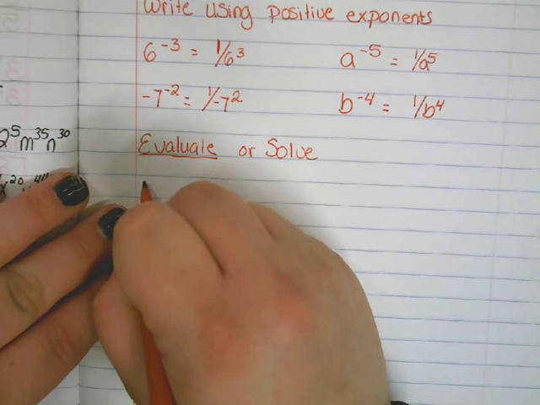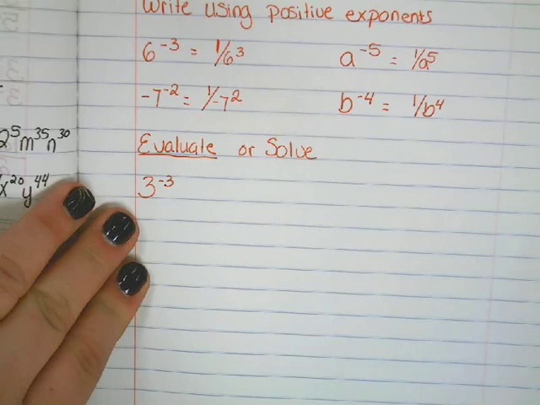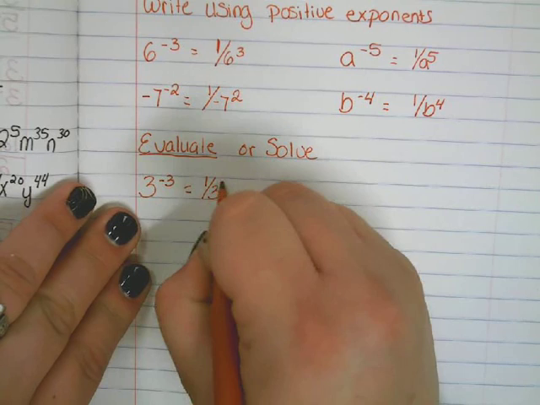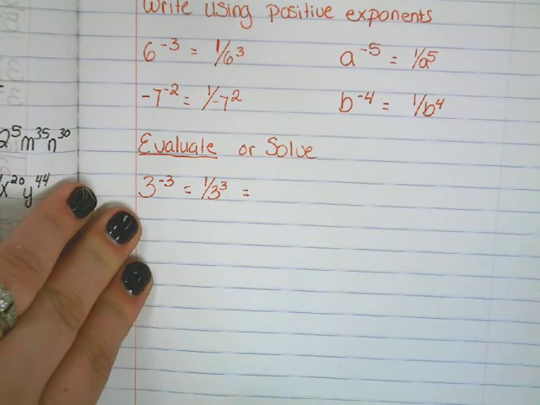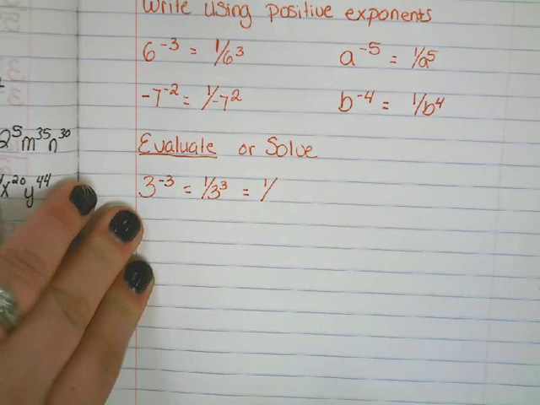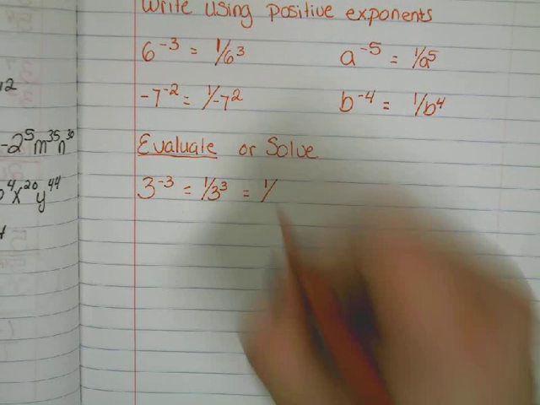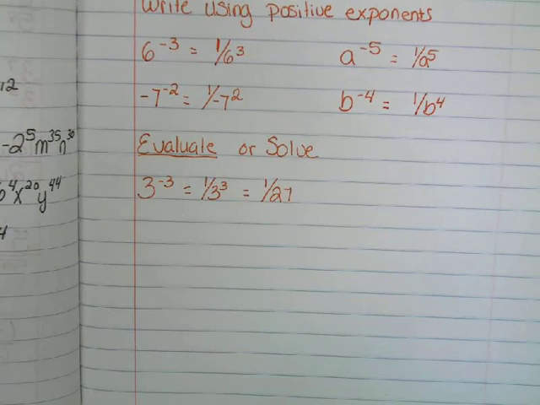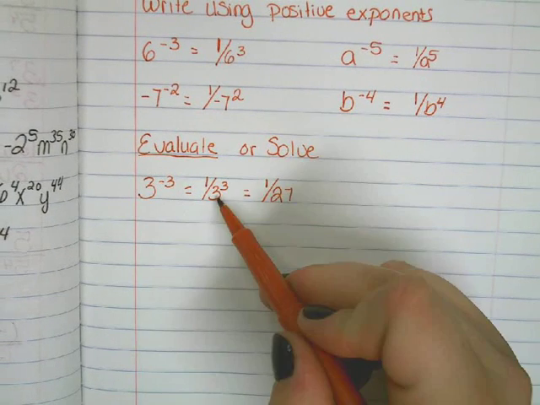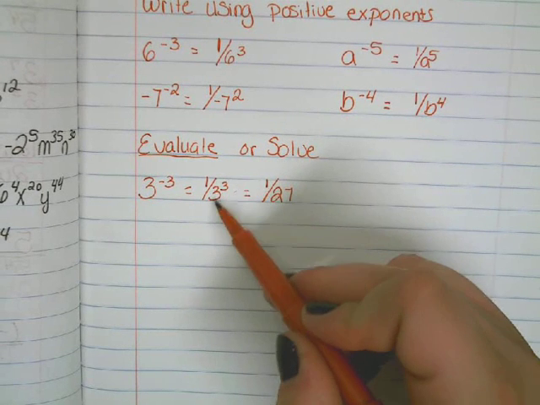So if I give you 3 to the negative third power, first I want to write it using a positive exponent. So 1 over 3 to the third. Now I need to evaluate it. So I'm still going to keep that 1 on top. What is 3 to the third equal to? It is not 9. It is 27, because this is 3 times 3 times 3. Remember, exponents, you don't times this number with this one. This number tells you how many times to times it. So 3 times 3 times 3.